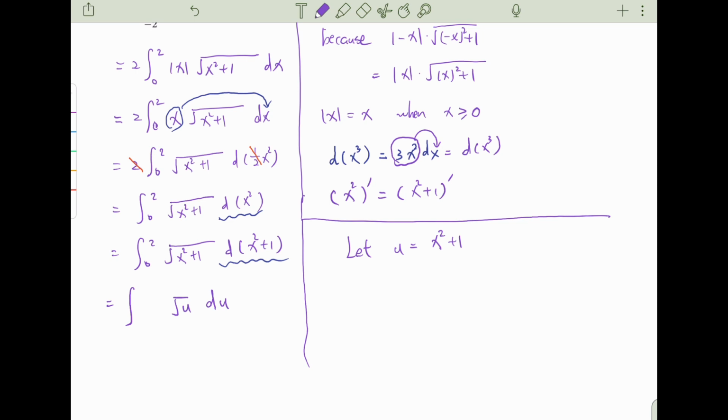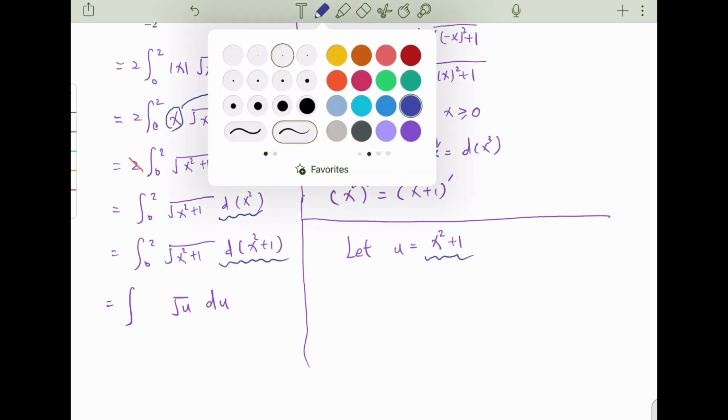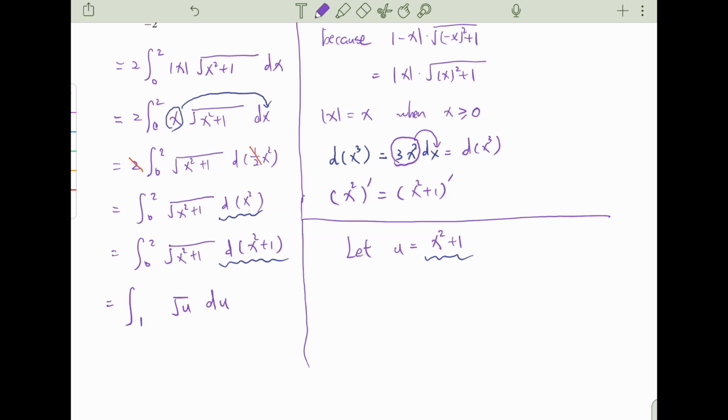And now the lower bound 0, right? I'm going to plug 0 into this expression here, x squared plus 1. So 0 squared plus 1, that is 1. So my new lower bound is 1. Okay? And my new upper bound can be obtained by plugging 2 into x in this expression here. So 2 squared plus 1, that is 5. So my new upper bound is 5.